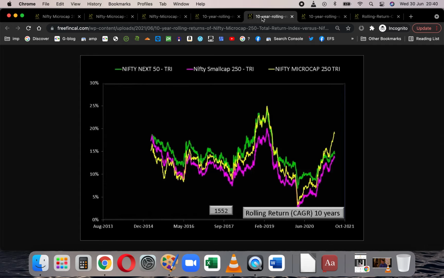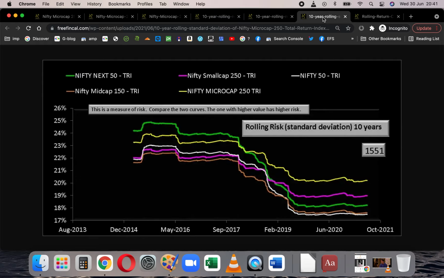Here I have plotted the Nifty Next 50 in green, Nifty Small Cap in pink, and the Nifty Micro Cap in yellow. And you can see here that the Small Cap 250 has underperformed the Micro Cap. So you can imagine how much the Small Cap has underperformed the Mid Cap also. So that's amusing.